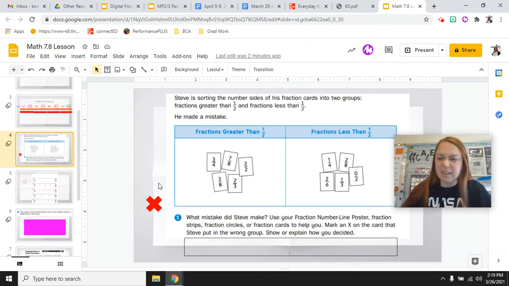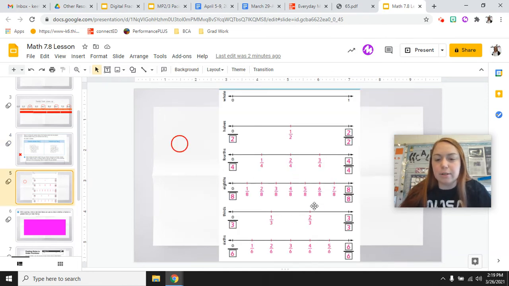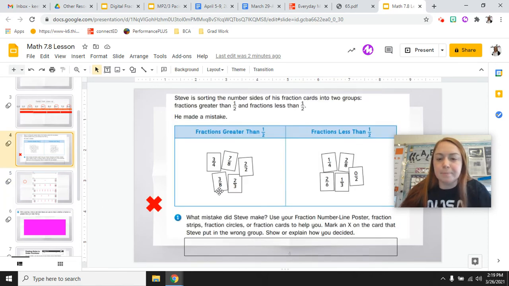2 halves. Do we even need to look that up? That's 1 whole. So we know that's greater than half. 2/3. So let's go to our thirds. 2/3. If halfway is about here, 2/3 is greater than 1/2.